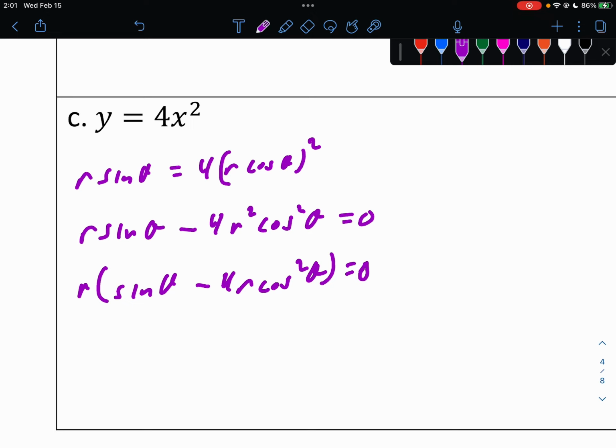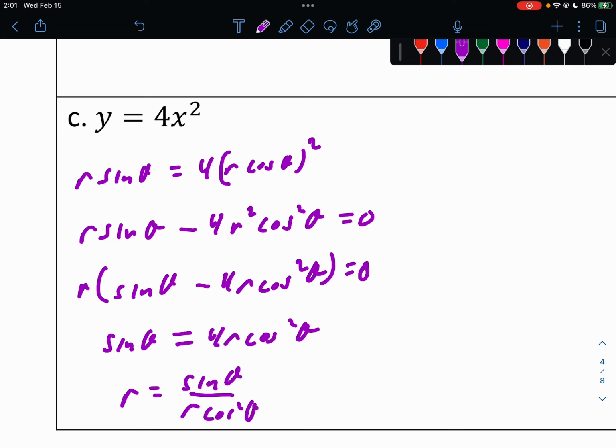Okay. So then for the rest of it, I can move that 4r cosine squared to the other side. Divide by 4 cosine squared, I would get my final answer is r equals sine theta over r cosine squared theta. Remember, you're also going to get r equals 0 from that over there, but that doesn't really give us anything. That's just the point at the pole.